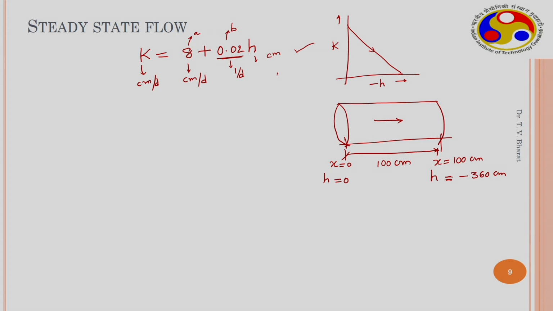Now if this varies in this particular manner, then what is the suction head variation with x? That is a question at steady state. So here somehow you are maintaining a constant suction head, that is h is equal to 0. Here you are consistently maintaining a constant suction head that is equal to minus 360 centimeter. Then how the suction head varies with the depth within this column is a question at steady state.